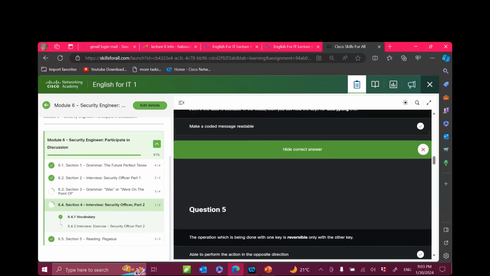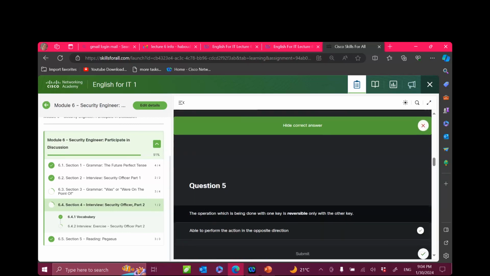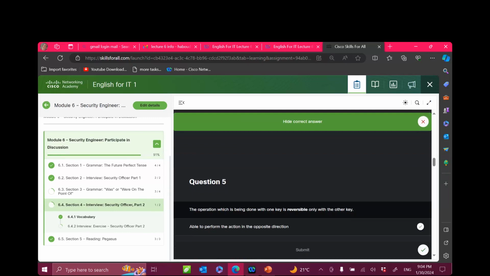Well, question 5. The operation which is being done with one key is reversible only with the other key. What does it mean to be reversible? To be able to perform the action in the opposite direction. أعمل نفس اللي أنا عملته ده opposite direction. Okay?